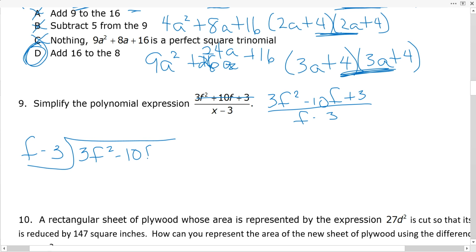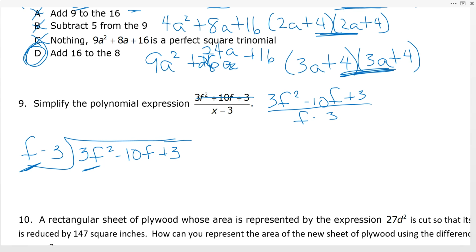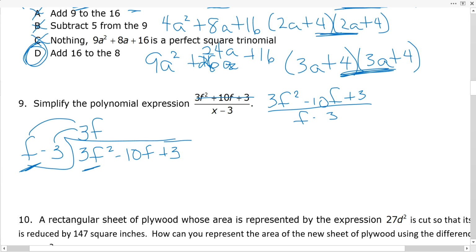and I write all this in here, then I look at my f, and I look at my 3f squared, and I think, what do I need to multiply f times to equal 3f squared? And it's going to be 3 and an f. So I'm going to distribute that 3f. 3f times f is going to be 3f squared. And 3f times 3 is going to be minus 9f. Since I'm subtracting, I'm going to change all my signs, including the second one, which I think is where you guys have trouble.